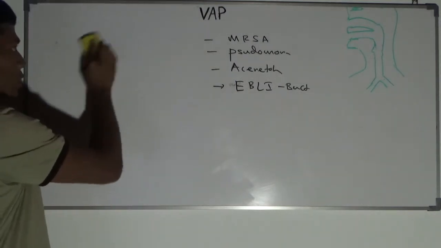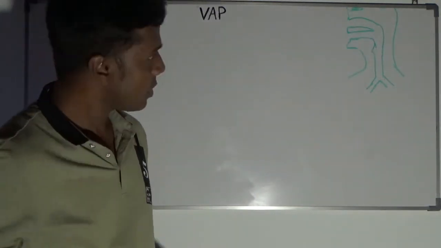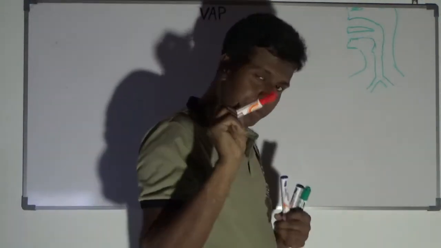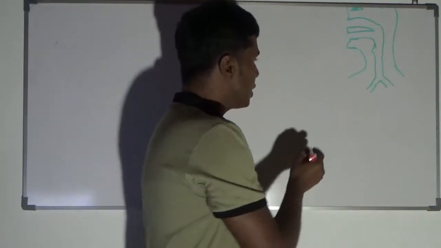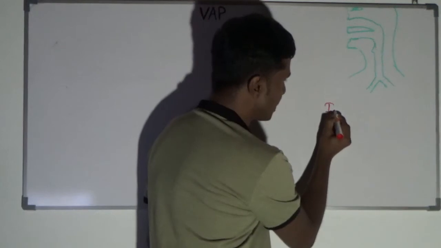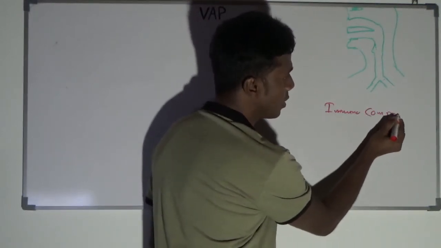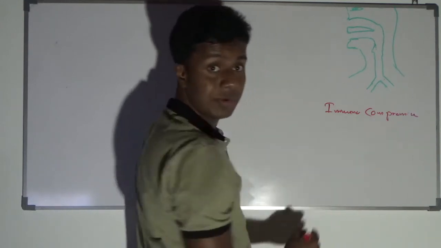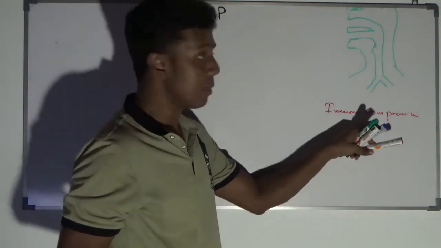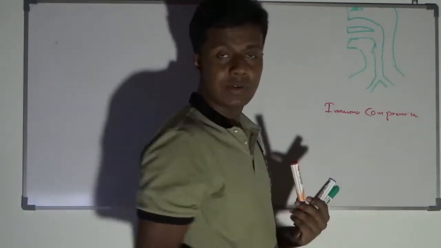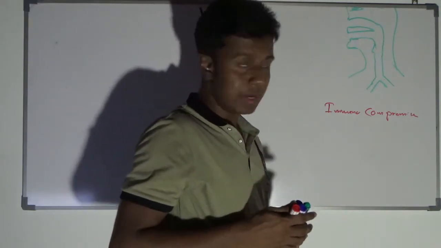The pathogenesis of ventilator associated pneumonia is multifactorial. I will repeat it again. The pathogenesis of ventilator acquired pneumonia is multifactorial. Your patient is already immunocompromised. Usually we are ventilating patients with multi-organ failure and immunocompromised patients. Because of that, whatever organism comes into the lung can multiply there and you can develop pneumonia.